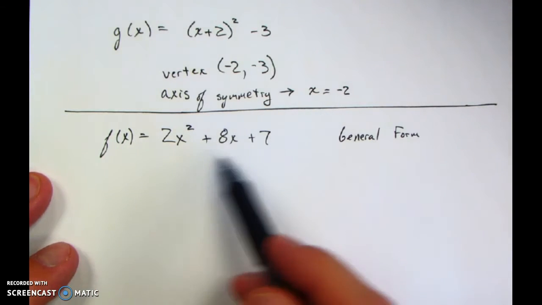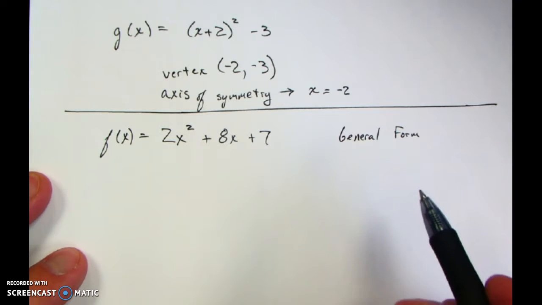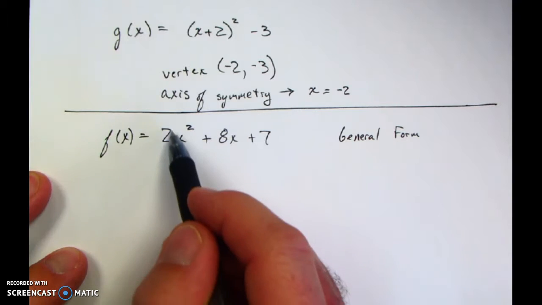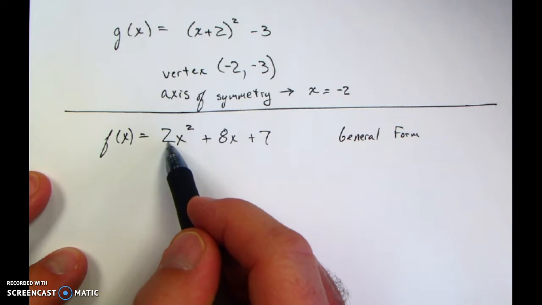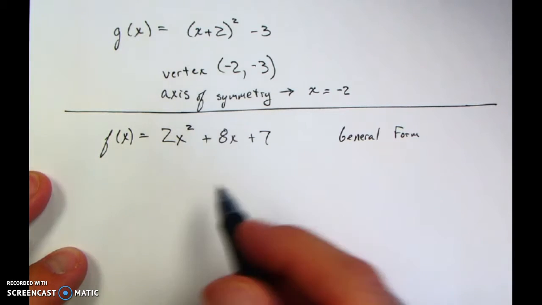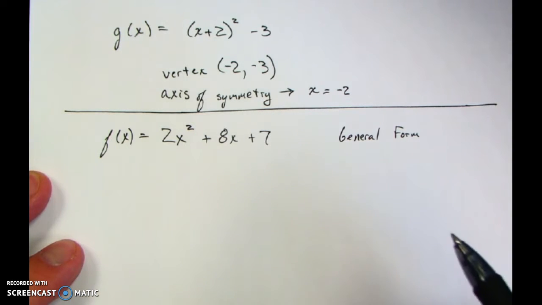Now, general form, there's certain things we can determine by that. This plus 7, for example, would be our y-intercept. We do still have our a value of 2, so we know that this parabola opens upwards. It's x squared, so we know it's quadratic and it's a parabola for our graph.